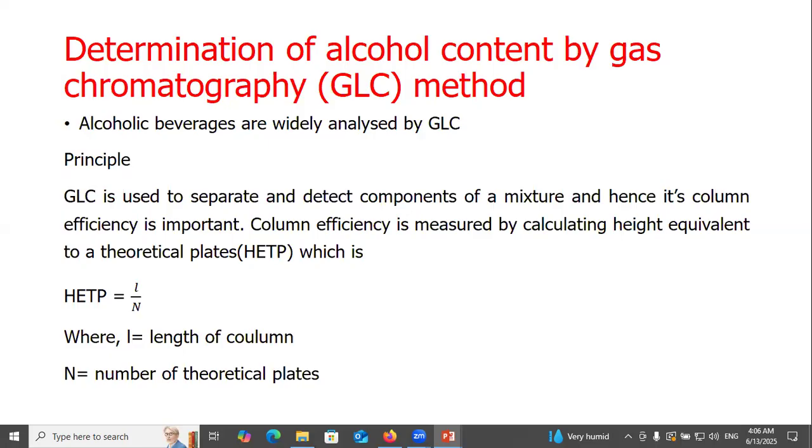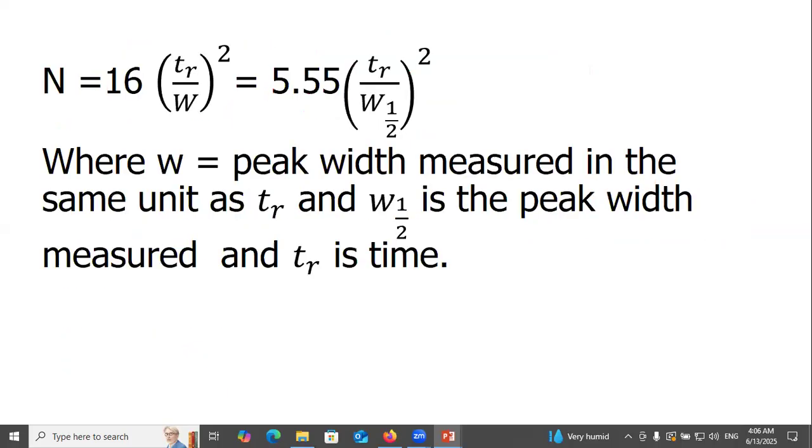Column efficiency is measured by calculating height equivalent to a theoretical plate, which is HETP equal to L over n, where L is the length of the column and n is the number of theoretical plates. So n equals 16 TR squared over W squared, where W is the peak width measured in the same unit as TR, and W half is the peak width at half height, and TR is the retention time.